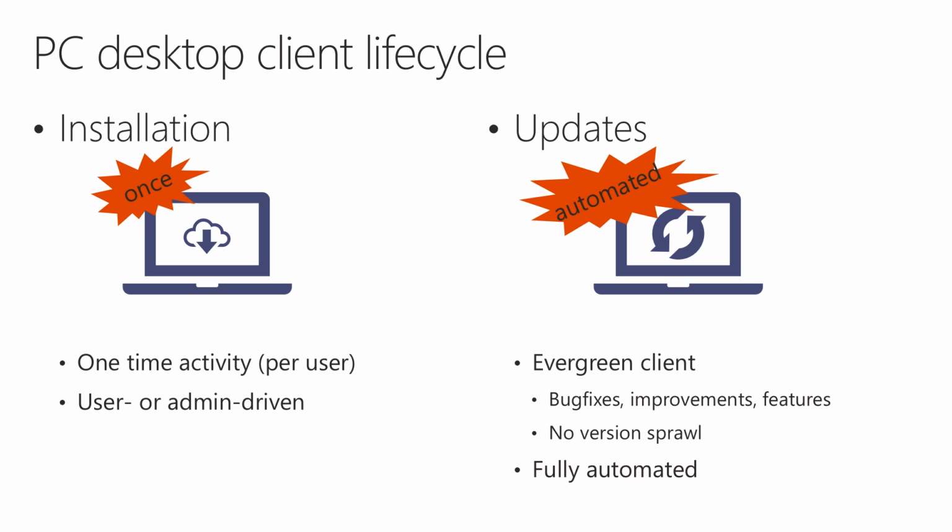And as mentioned before, the installation can be user or admin driven. So the user can install Teams him or herself, and the admin can install on behalf of the users. The update in Microsoft Teams is fully automated. This is nothing that an IT pro or an administrator can control or needs to control or manage. The client will update automatically, so users will always have the latest bug fixes, improvements, features. There's no version sprawl. You don't need to be afraid of that one user that has a 2 year old version, and all of this is fully automated. We'll have details on the update in a later slide as well.